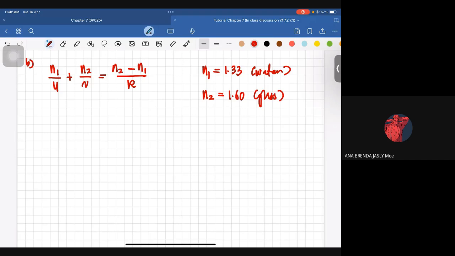Okay. So lepas tu, after you decide which one is N1, which one is N2, you have to decide the sign convention untuk R. So macam mana kita mau decide? Positif atau negatif? Okay, kita tahu value dia 6 cm. Tapi is it positive 6 or negative 6? Okay, so radius of curvature ni, you have to decide based on the object. Object tu akan jumpa surface apa.